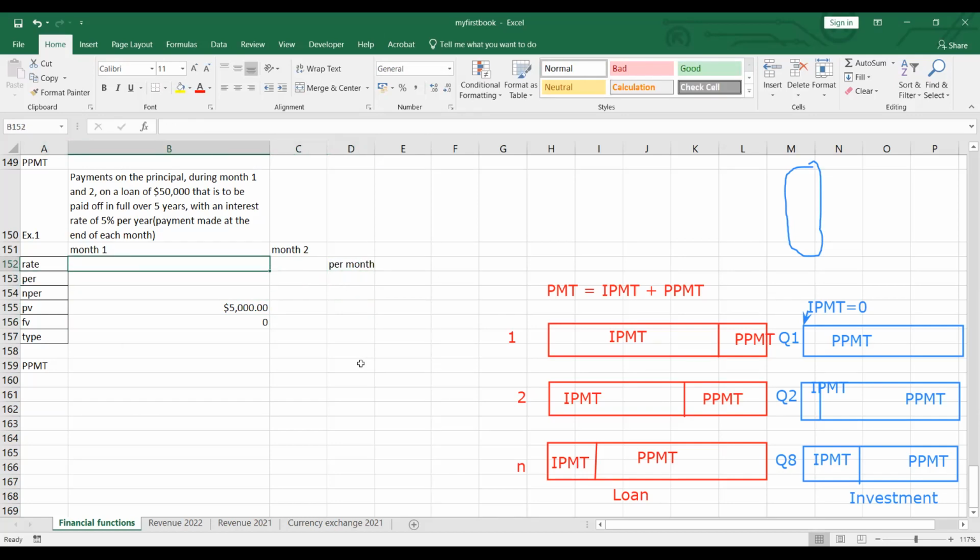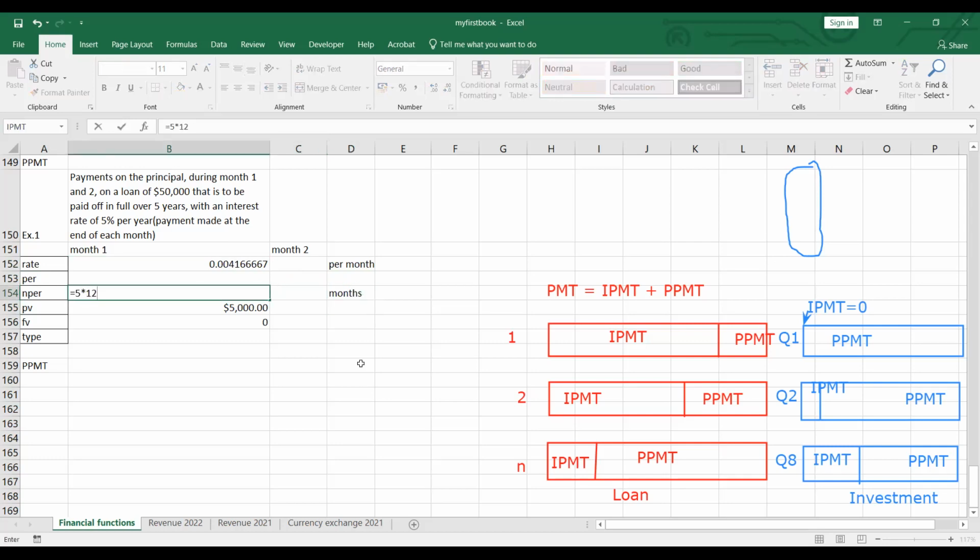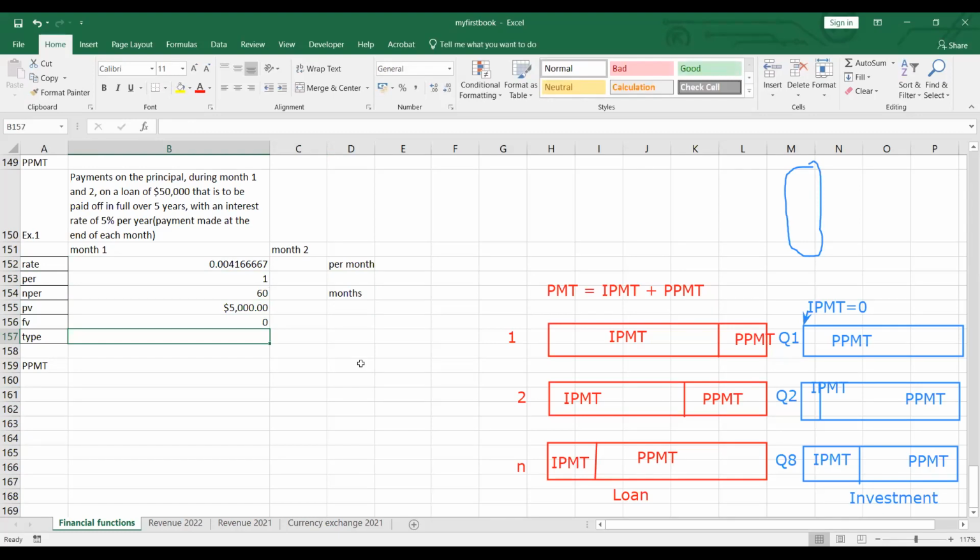In here, rate is 5% divided by 12 to get percent per month, since the interest rate is 5% per year. We want to pay it off over 5 years, so we have to find the number of months, that is 5 times 12, which is 60 months. Per for month 1 is 1. Type, with payment made at the end of the month, is 0. And then we formulate this PPMT.